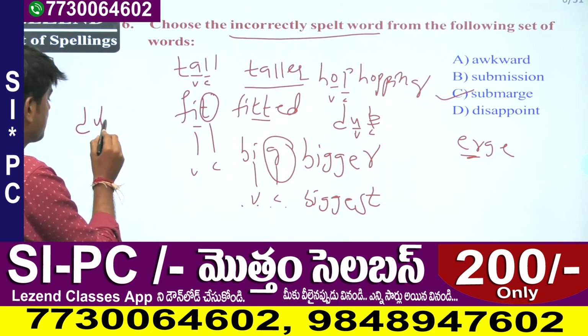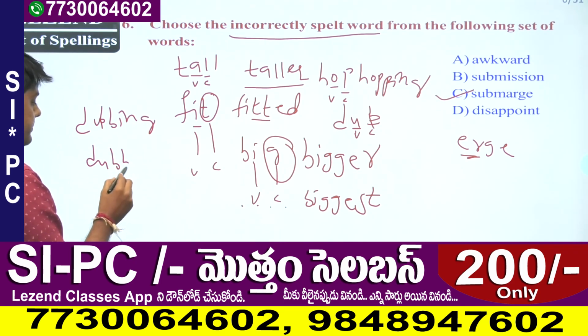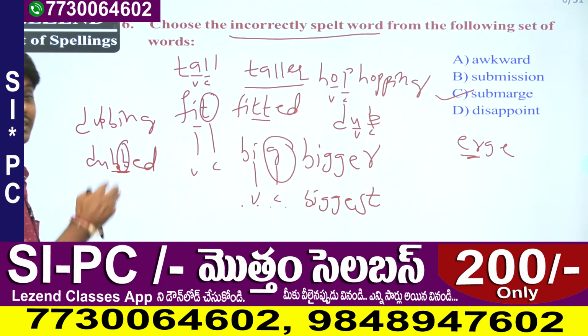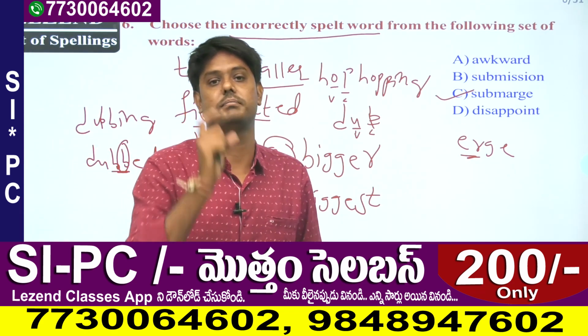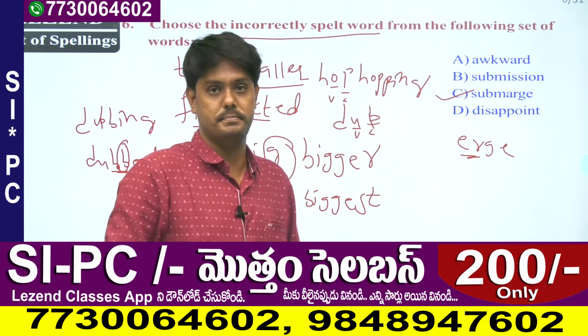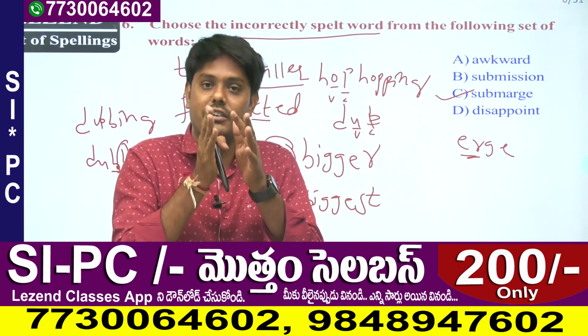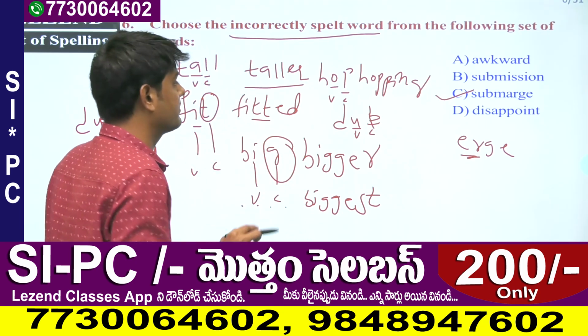So dub, dubbing or dubbed. So two B's came. So these are doublings of the consonants. This is one basic rule related to spelling. So doubling takes place only if it is a one syllable word.